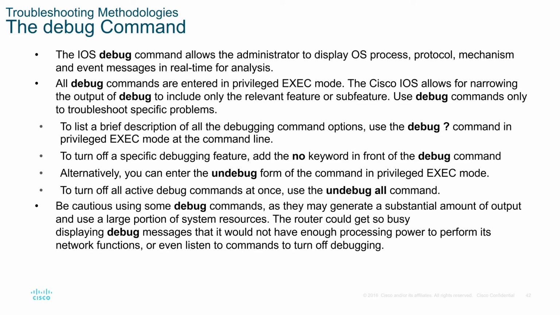All debug commands are entered in privileged exec mode, and the Cisco IOS allows for narrowing the output of debug to include only the relevant features or sub-features. Use debug commands only to troubleshoot specific problems. Once you are done using debug, shut it off. To list a brief description of all the debugging command options, use the debug space question mark command in privileged exec mode. To turn off a specific debugging feature, you can add the no keyword in front of debug.